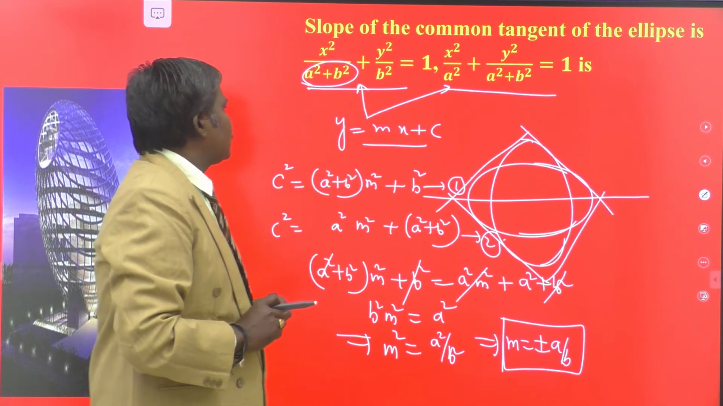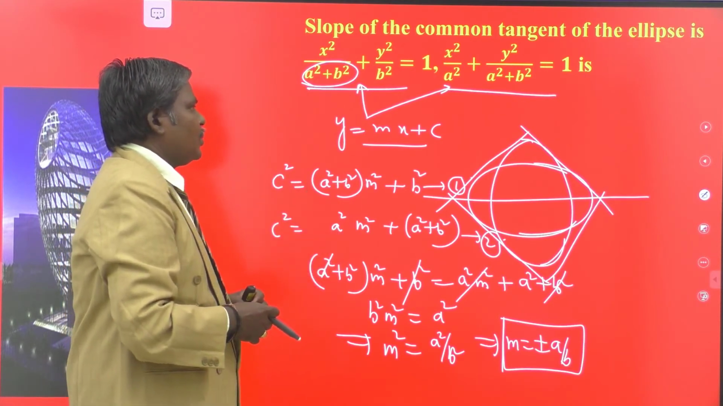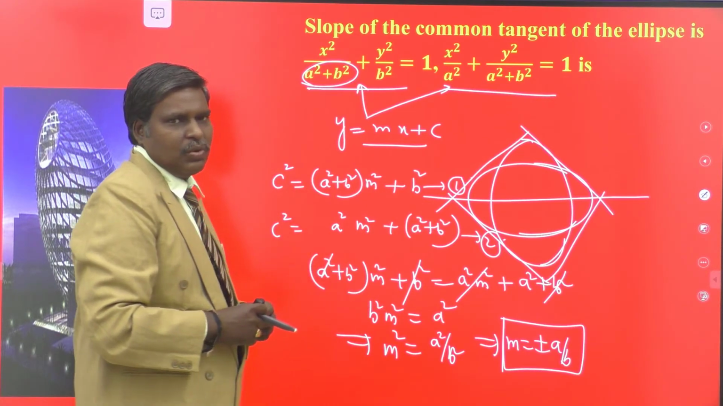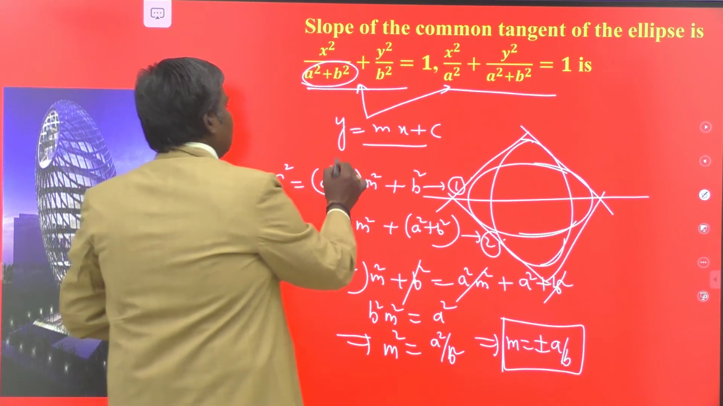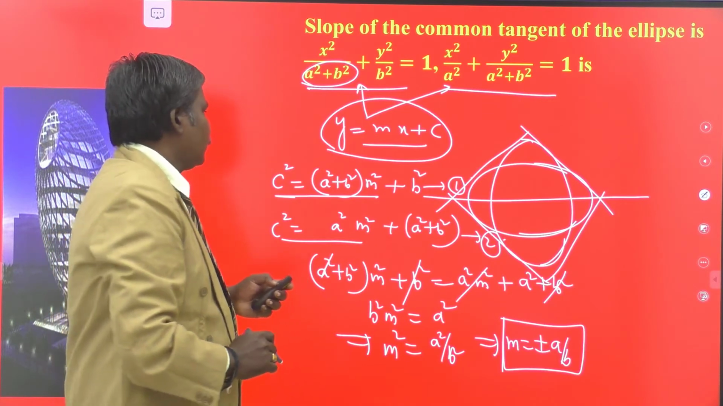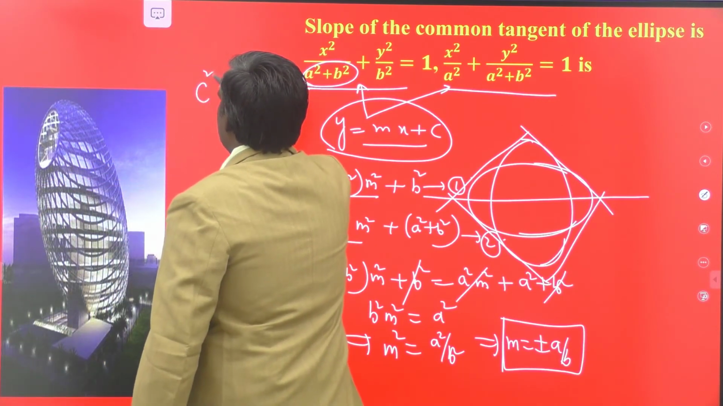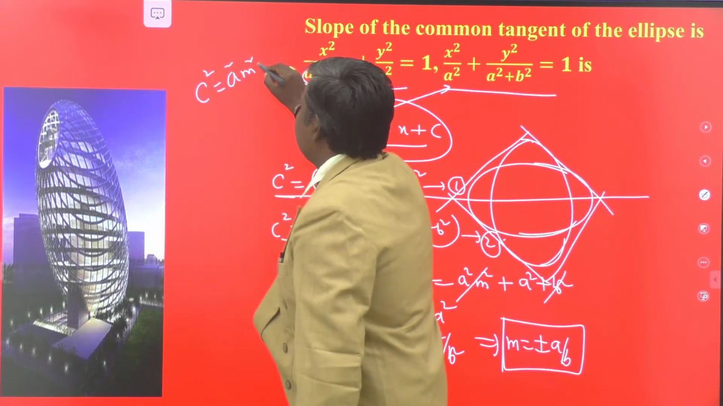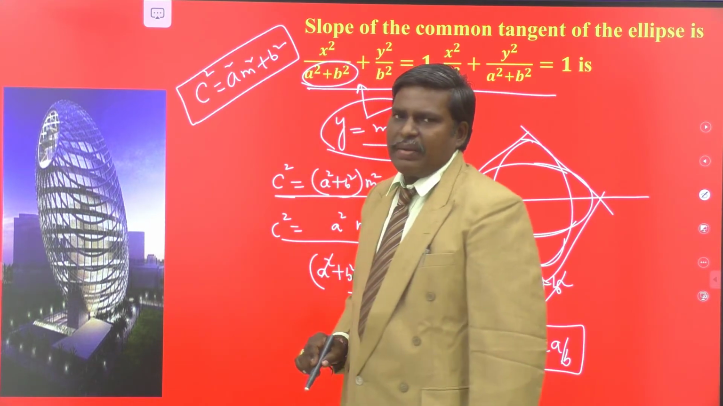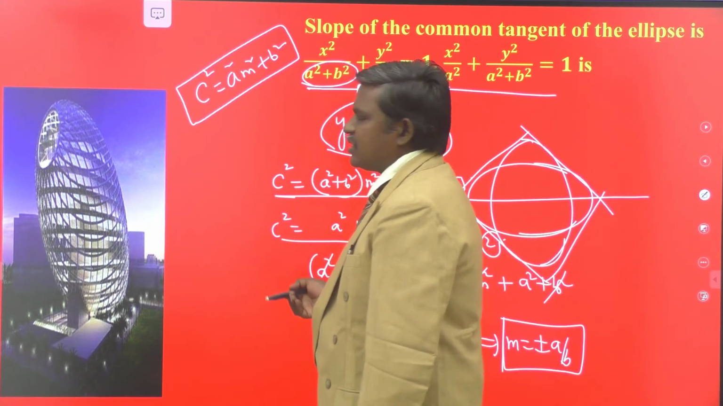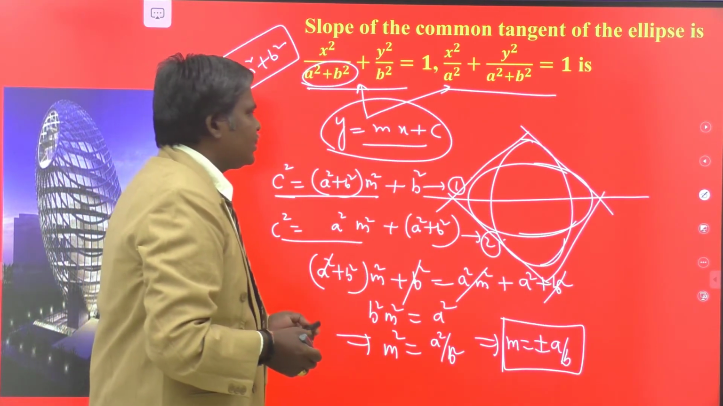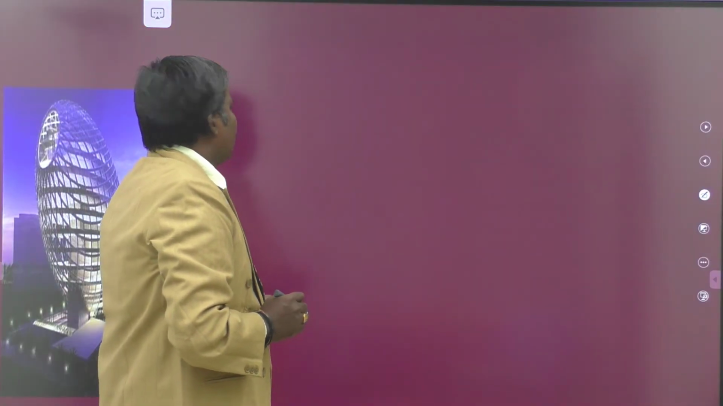x²/(a²+b²) + y²/b² = 1 and x²/a² + y²/(a²+b²) = 1. Only the logic is you have to apply the tangent condition for both ellipses. What is the condition? c² = a²m² + b² is the condition for the line y = mx + c to be tangent to x²/a² + y²/b² = 1, for both cases a greater than b and a less than b also.